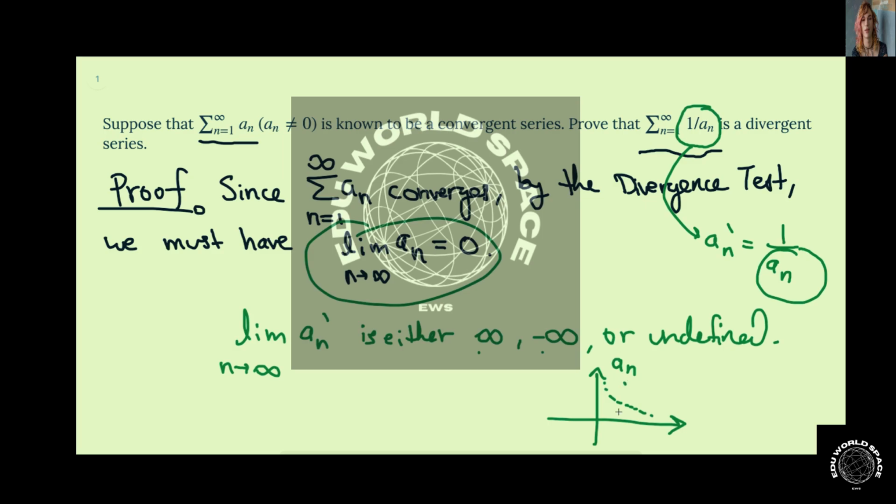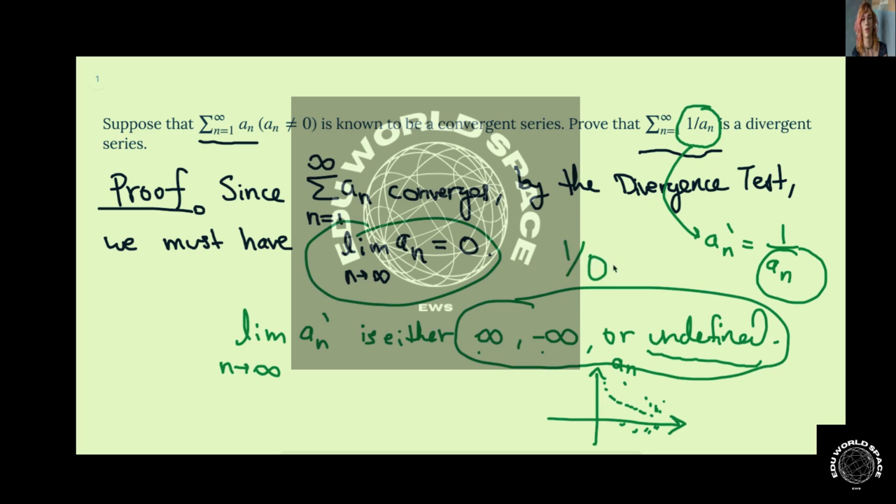However, an could be both positive and negative, alternating. In that case, 1 over 0 in the limit will bounce around between negative infinity and infinity. In that case, the limit will be undefined. However, these are our only 3 cases since we have a 1 over 0 in the limit. A limit of this form is not going to be a real number. So we have that the limit of an prime is not equal to 0.